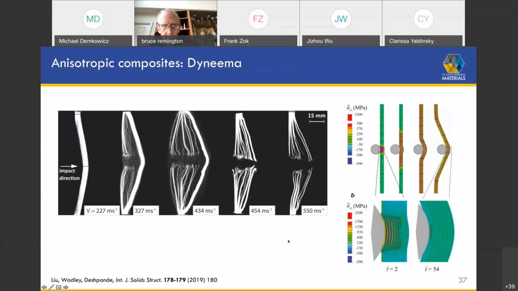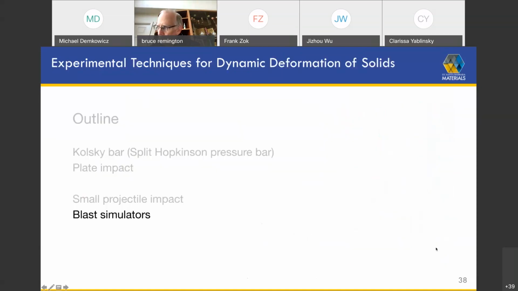Oh, here's yet another case. This is from Vikram Deshpande's group. When you're testing materials like Dyneema, this is a fiber composite that is just horrendously anisotropic in every respect, in terms of its elastic response, in terms of its strength, in terms of its fracture response. There are few standard tests that can be used to fully tease out all of the pertinent mechanisms. For this, again, we can use projectile impact experiments to learn about what's happening in combination with finite element simulations.